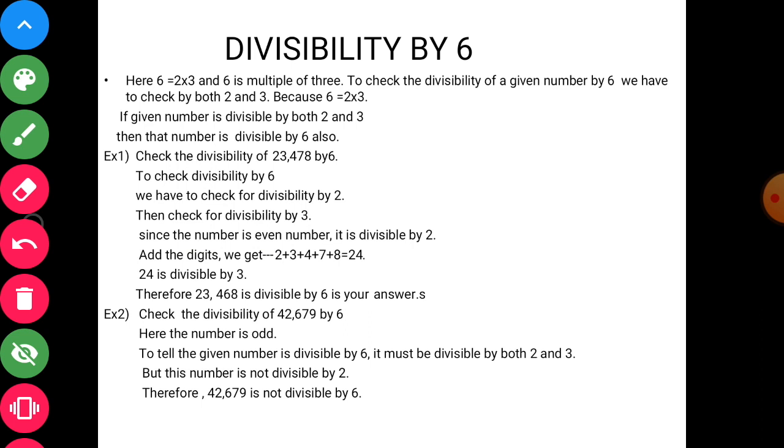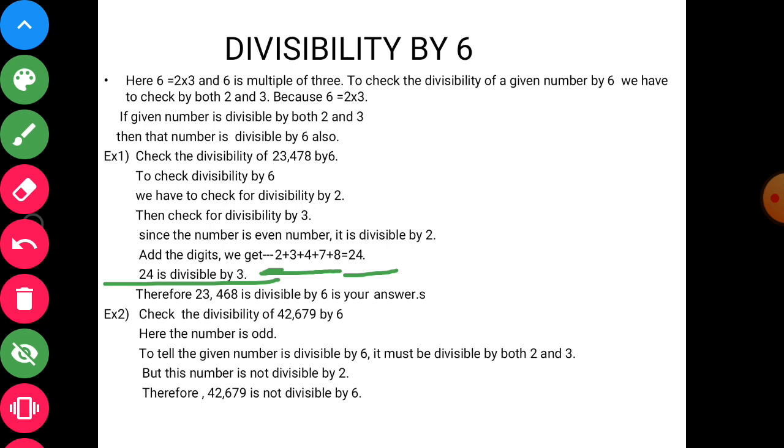Next, to check by 3, since it is divisible by 2, you have to check for 3 also. To check divisibility by 3 we have to add the digits of the number, that is 2 plus 3 plus 4 plus 7 plus 8, which gives 24. So 24 is there in table 3 and 24 is divisible by 3, like that I have written here. Therefore this given number is divisible by 2 also, and it is divisible by 3 also.